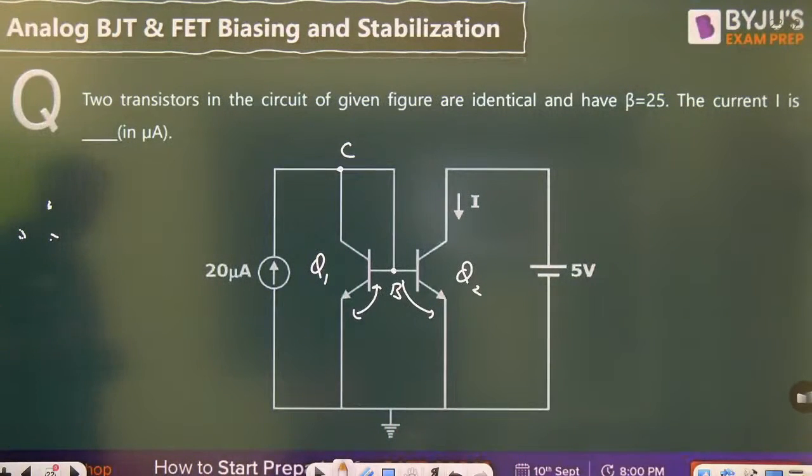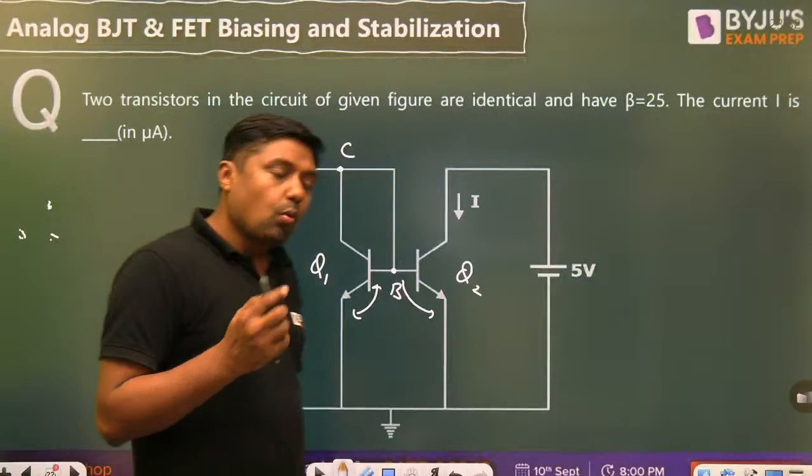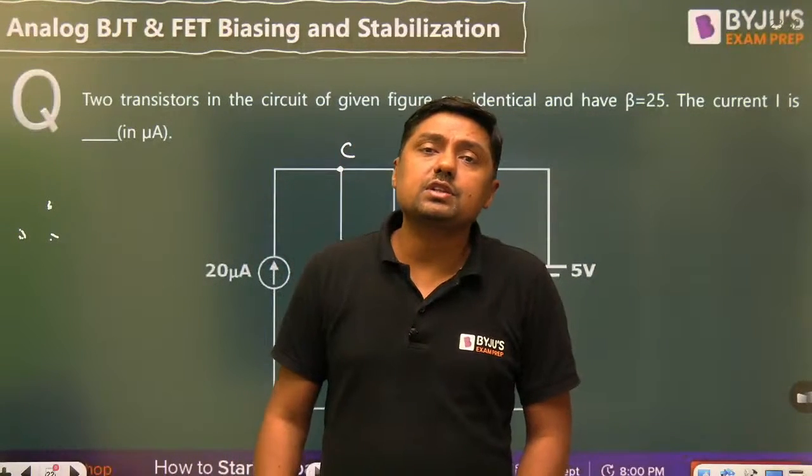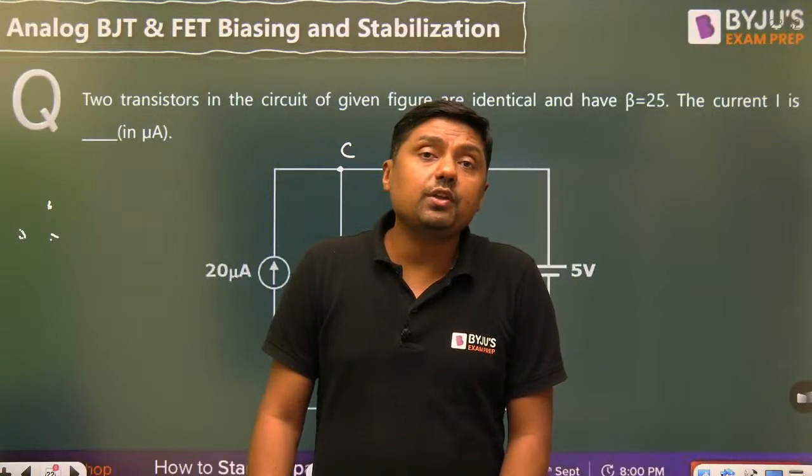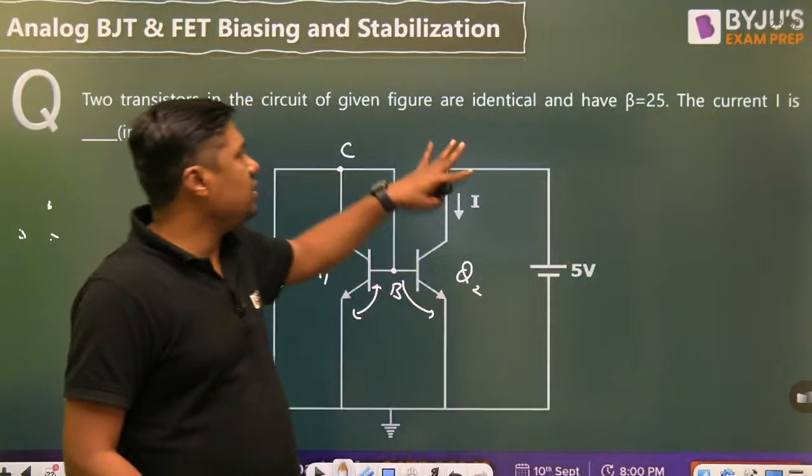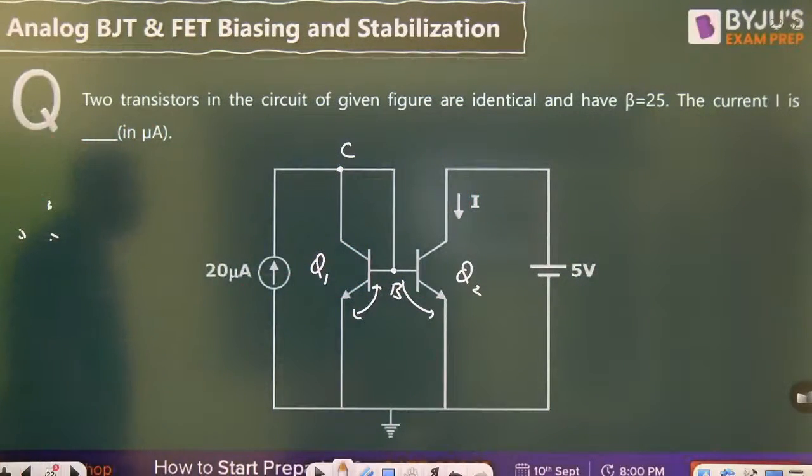Now, it is a current mirror circuit. We have two identical transistors, which will satisfy one condition. But what is the other condition for the transistor? Beta should be very, very high. Here we have a beta of only 25. It is a very low beta.